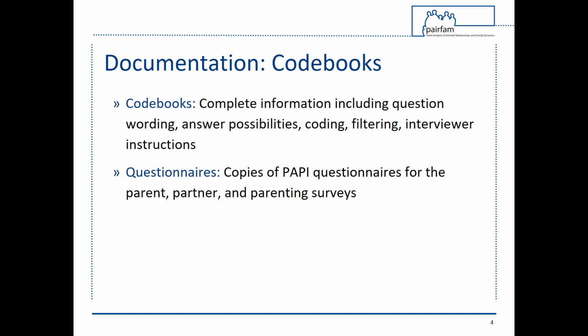Where do I find specific information on variables? The codebooks are available in both German and English, and include complete information on question wording, answer possibilities, coding, filtering, interviewer instructions, etc. for each group of respondents and each wave. Copies of the PAP questionnaires for parents, partners, and the parenting survey are also available, but are only available in German and do not include question numbers.